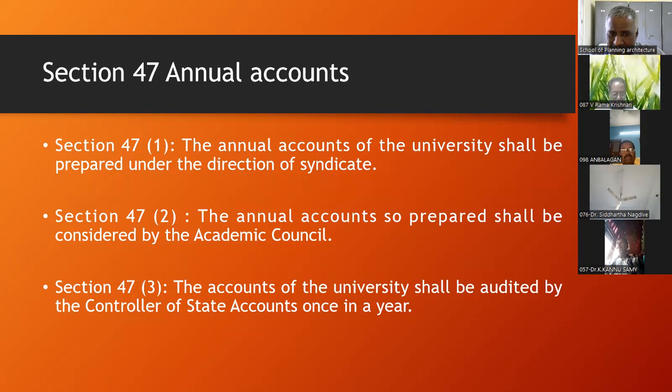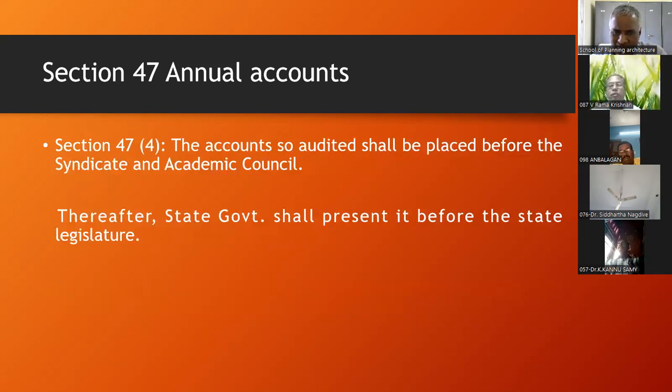And the account should be audited by the state control. There are two audits: one is the CAG audit and the other is the state audit. These two auditors will come and audit the accounts. The audited accounts should be placed before the syndicate or academic council. Thereafter, we have to submit to the state government.